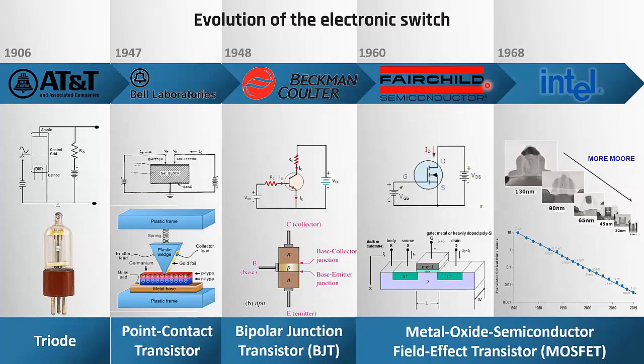And lo and behold, 8 years later, those two, Robert Noyce and Gordon Moore, along with Andy Grove, decided to leave Fairchild and start their own company, which was called Intel. And this whole scaling thing that you see here, I credit to Intel, even though it doesn't work there. Okay, so that's kind of the evolution of the electronic switch.